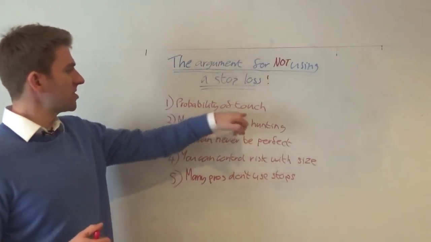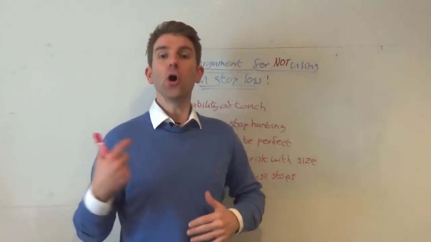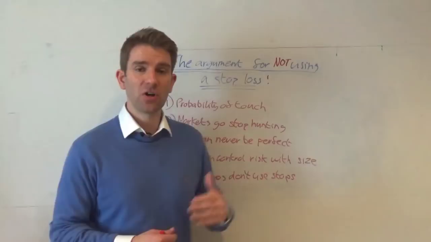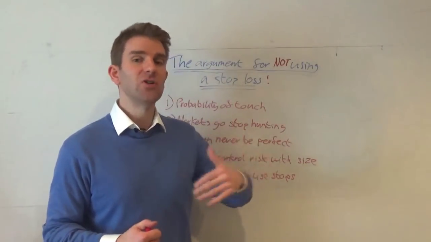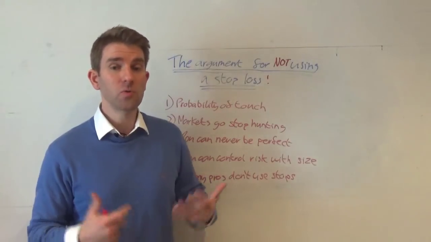The first one, the big one, is the probability of touch. What do I mean by that? In the options market, you've got the probability of touch and the probability of close. Two different things. The probability of touch is twice the probability of close. What do I mean by that?